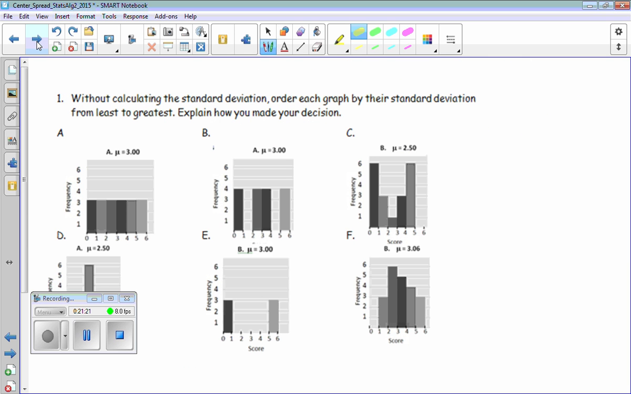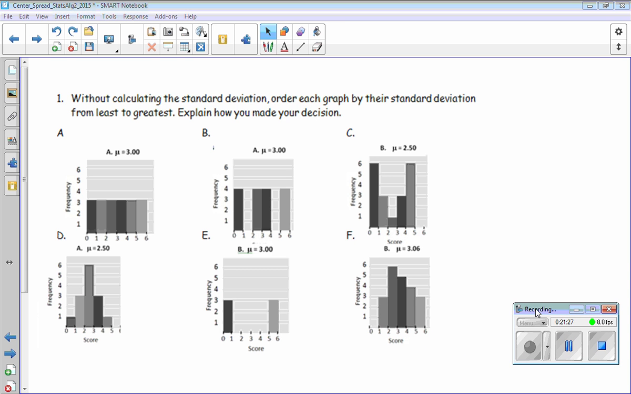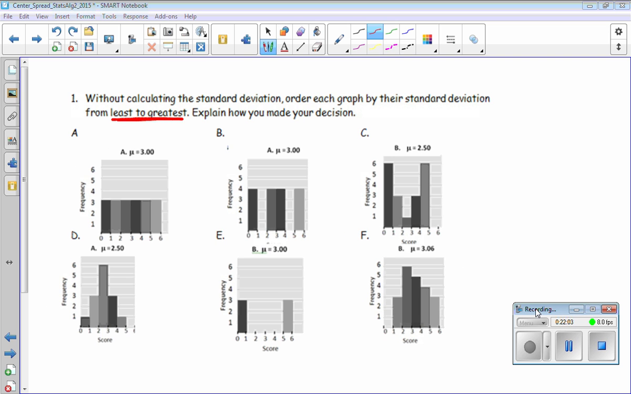I want us to turn the page to this problem. And with that definition, the only thing you know is that standard deviation is how close they are to the middle or to the center. I want you to decide from least to greatest which one has the smallest standard deviation all the way to the biggest. So we're going to order these. Okay, so I'm going to pause the recording for a minute, and I want you to look at these, and then we're going to have our lockdown drill here in a few minutes. So from least to greatest, I want you to order them. Okay?